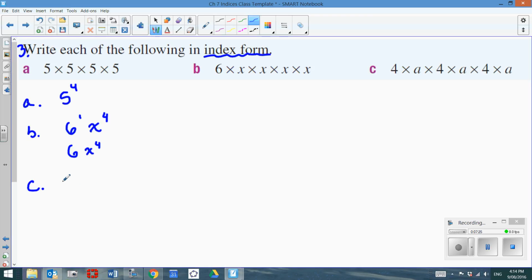For the last one, I have 4, and I have a. I have 1, 2, 3 fours. That becomes my index, and I have 3 a's. Since I have 3 of both, I could also say that I have 3 of 4a. And I would wind up with the same answer.